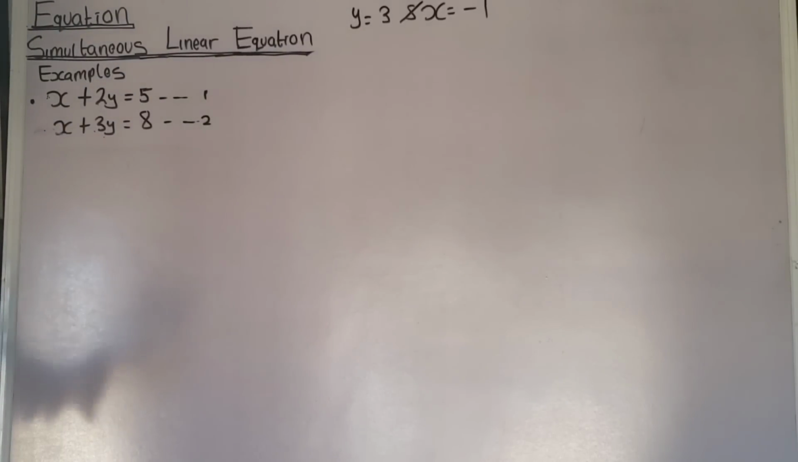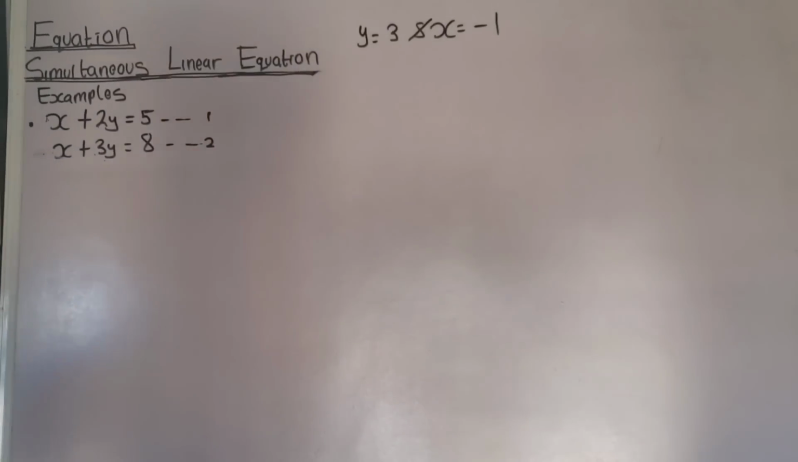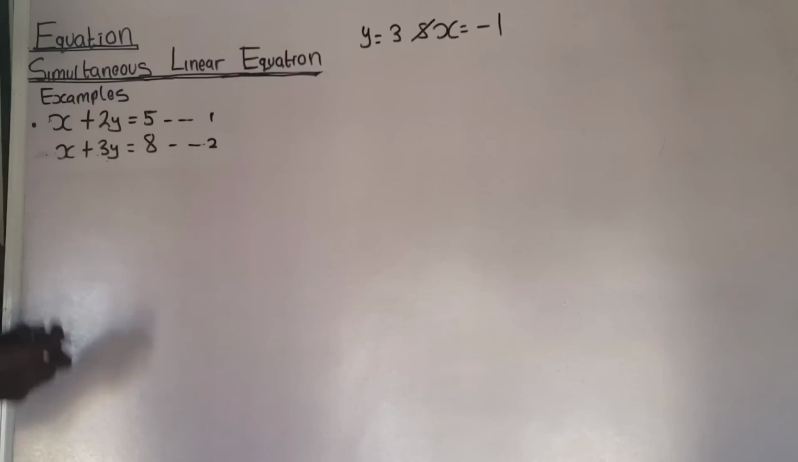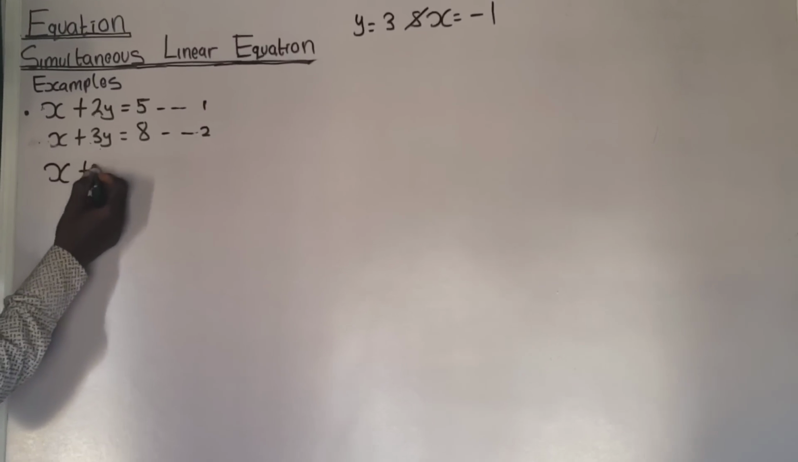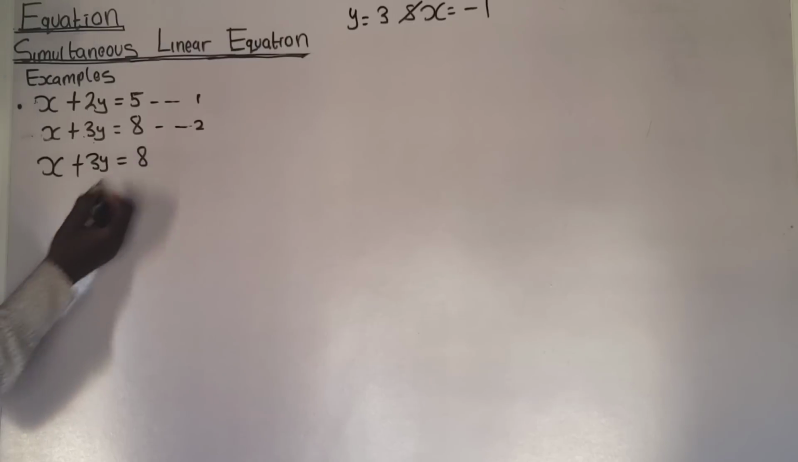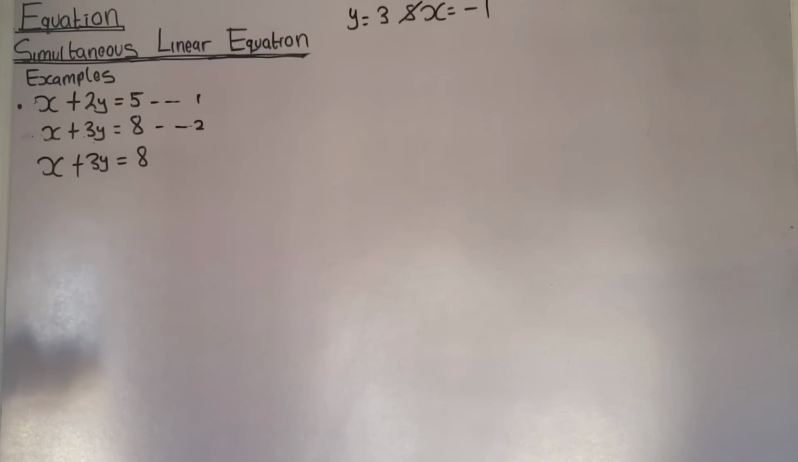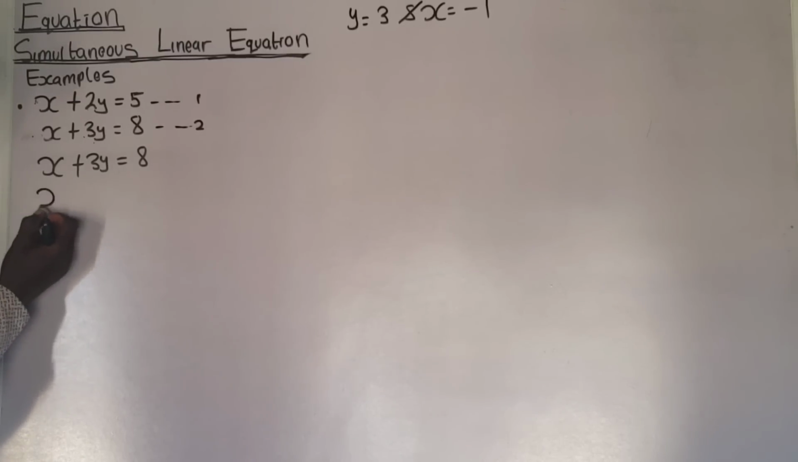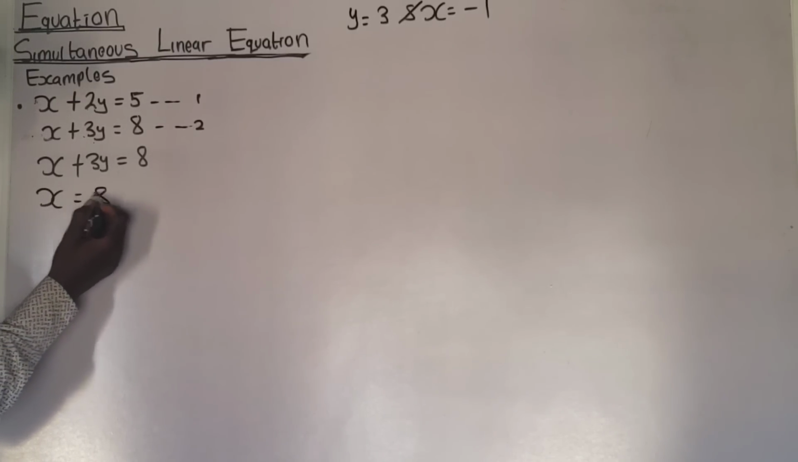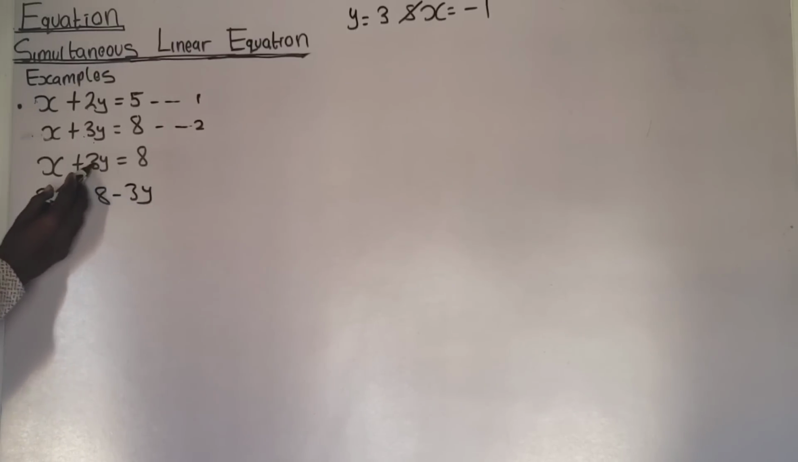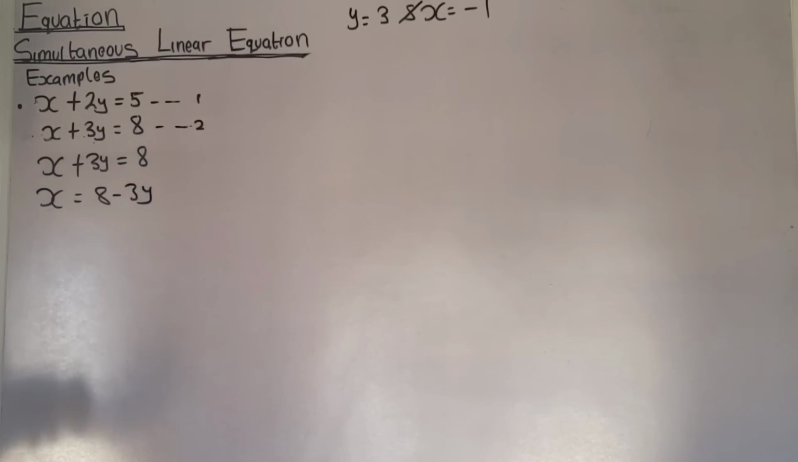X is better, you understand? Because x does not have any coefficient. X is only having 1 as its coefficient. In this case, I'm going to use equation 2. Equation 2 is x plus 3y is equals to 8. Now, I'm going to make x the subject of the relation. If I want to make x the subject of the relation, I'm going to have x is equals to 8 minus 3y, because this 3y goes to the other side of the equation.